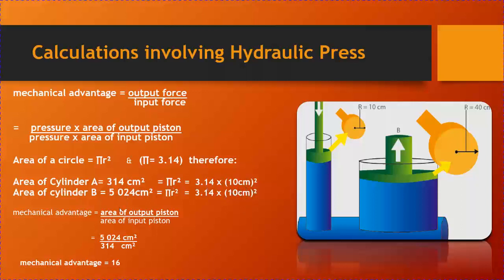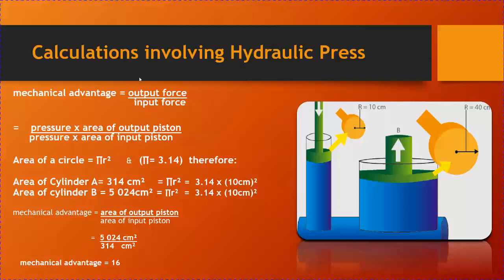So, how do we work out mechanical advantage? Always output over input. Why? Because we want to have a greater number here to have an advantage. There's no point in me pumping 15 watts into a system and I get 10 watts out. There's no mechanical advantage. So our output must be greater. So the area of cylinder A is 314. The area of cylinder B is 5024. When I divide them, I get a mechanical advantage of 16.